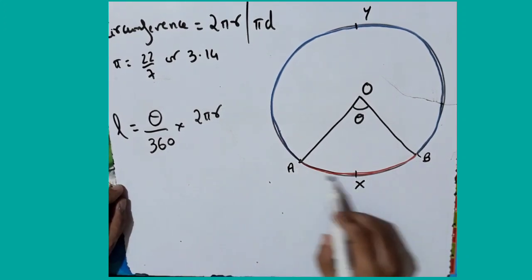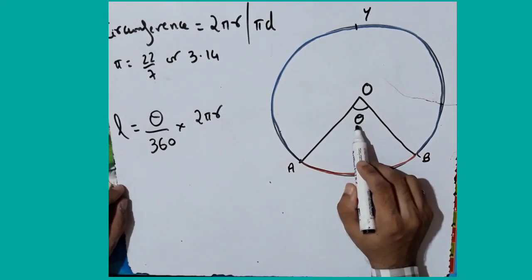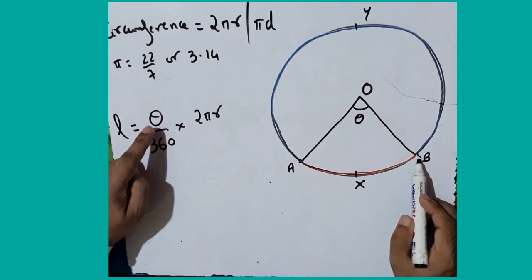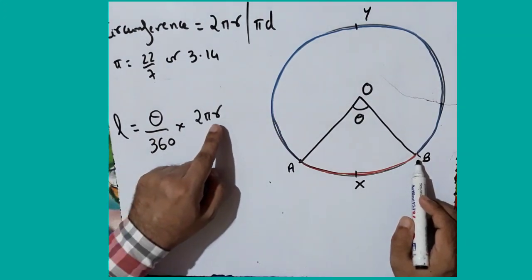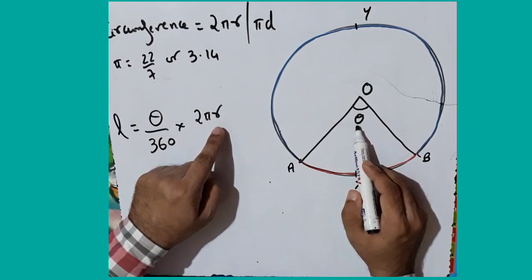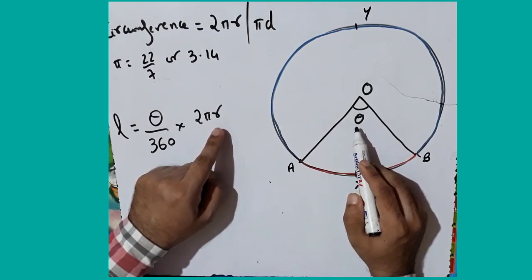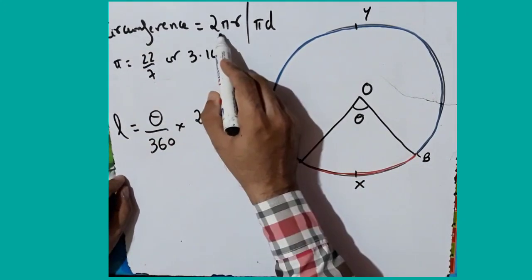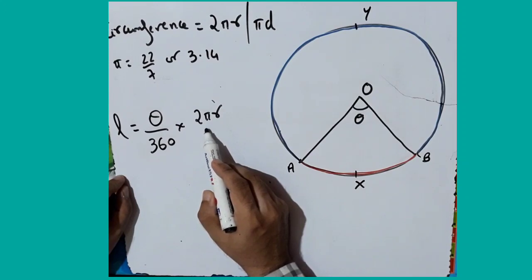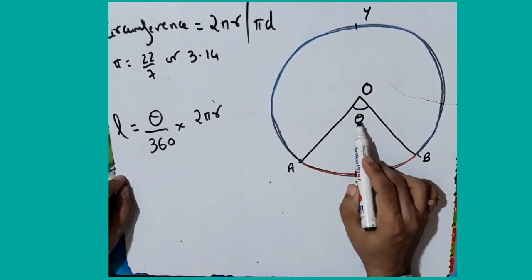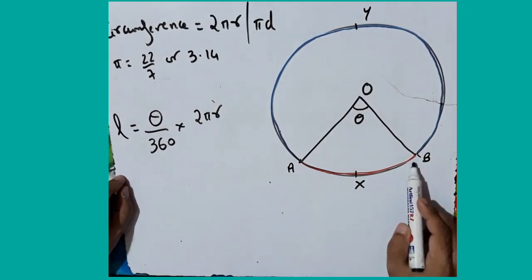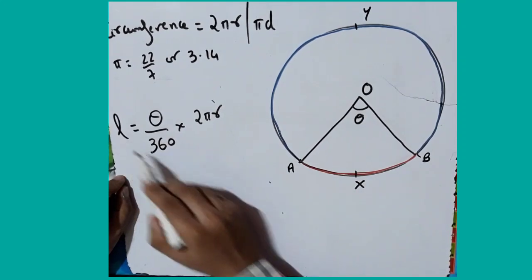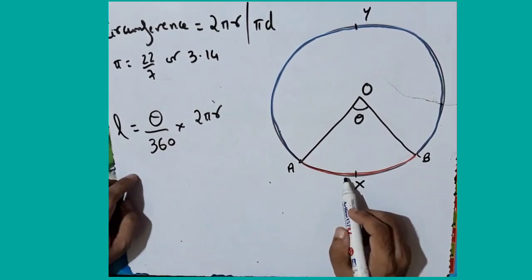So I said every arc has one corresponding central angle denoted by theta, and length of the arc can be found out by using the formula theta upon 360 into 2 pi r. Now this theta can be anything from 1 degree to 360 degree. Circumference of the circle is 2 pi r, that's why we take 2 pi r over here. Now if the theta is smaller, the arc will be smaller. If the theta is bigger, the arc will also be bigger. So using this formula we can find out the length of the arc.